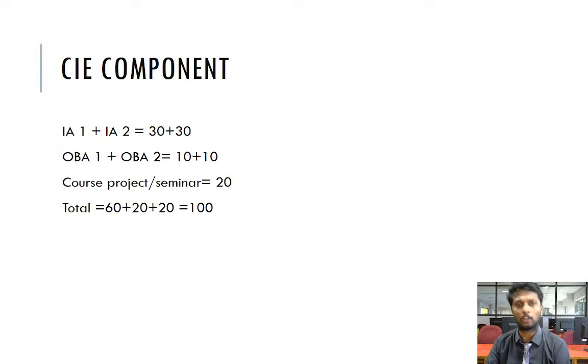So these are the CIE components of your Introduction to Aeronautical Engineering. So IA1 and IA2 having 30 plus 30, OBA 1 and 2 10 plus 10, and course project or seminar if you are doing, that is 20. Totally out of 100, this is the split up of your component. If you have any doubt, you can contact Professor Mukta Magdum or Professor Ishwar Gowda for any clarifications. Yeah, and it is a very easy subject and interesting subject. Yeah, thank you.